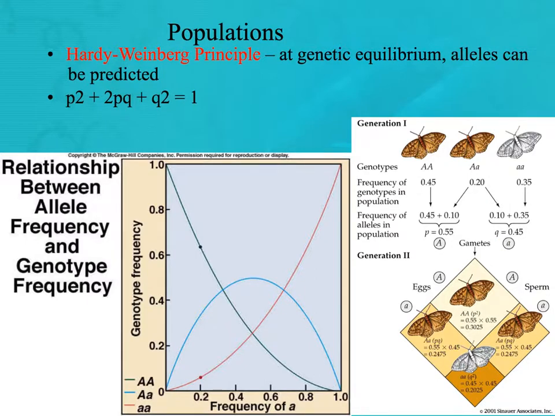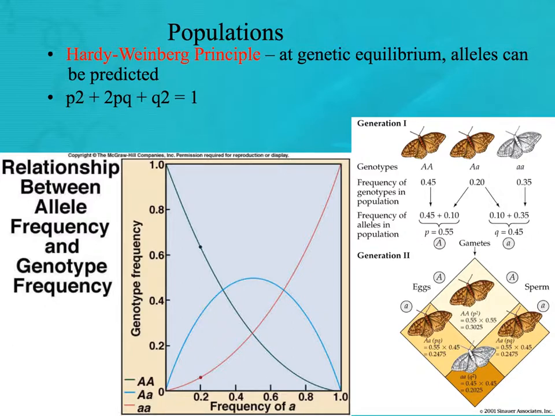It always equals 1 because that represents all the genes in a population. So P plus Q always equals 1. And so what you do here is if you plug 0.35 into Q squared and take the square root of it, it gives you a Q value of 0.45. Well, 0.35 plus 0.10 equals 0.45.